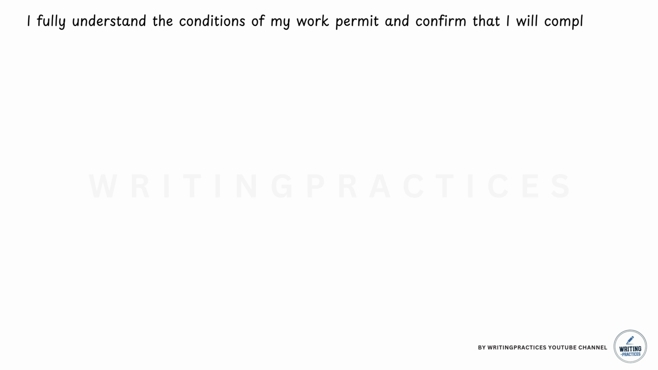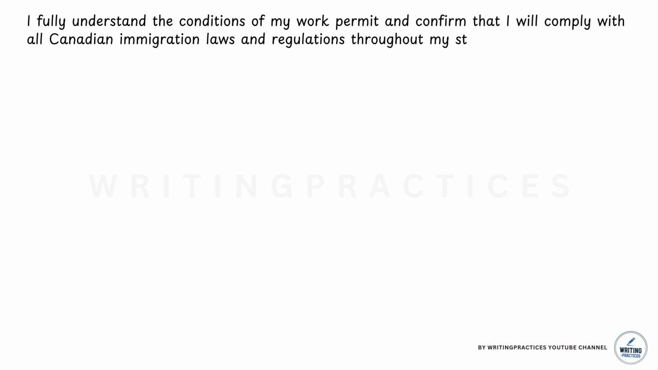Paragraph 8. Immigration compliance. Confirm your understanding of permit conditions. For example, I fully understand the conditions of my work permit and confirm that I will comply with all Canadian immigration laws and regulations throughout my stay. This reassures the visa officer of your legal compliance. Keep the wording formal and confident.